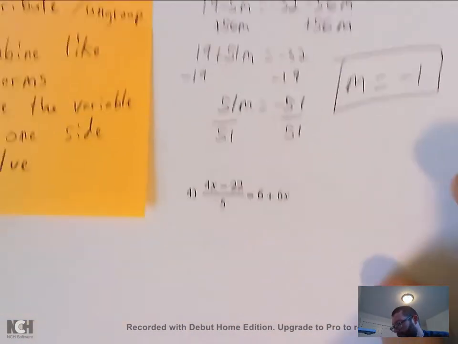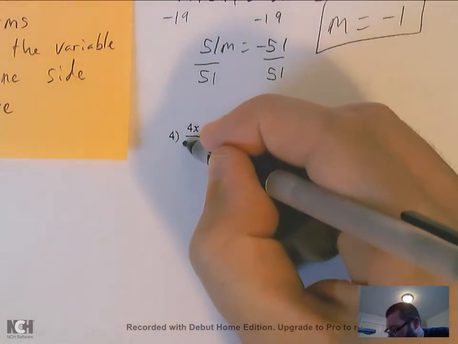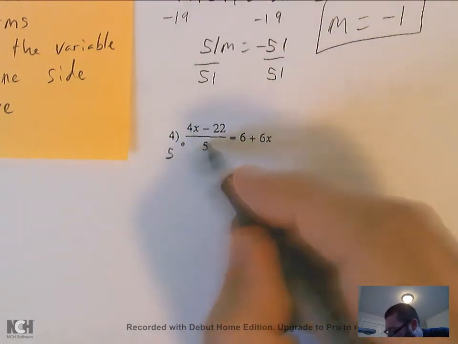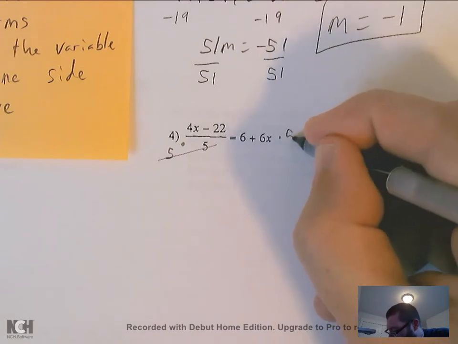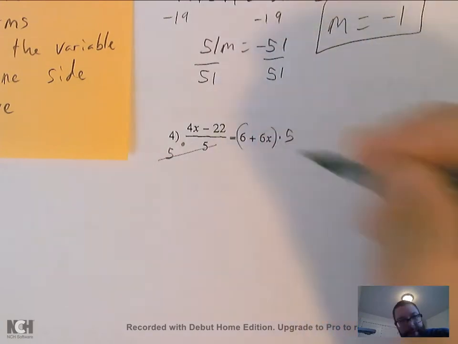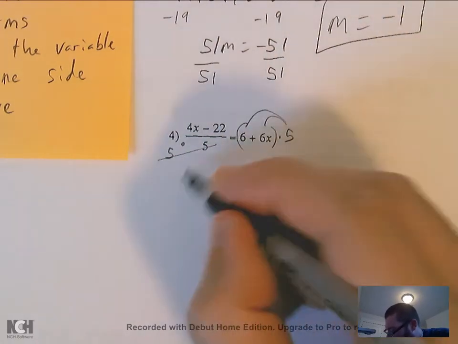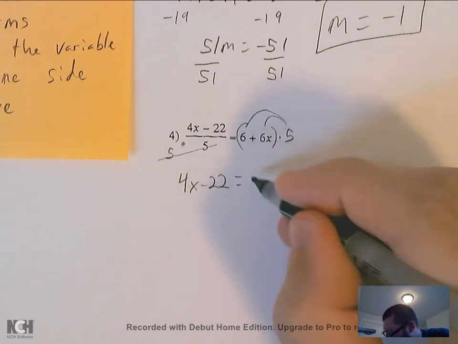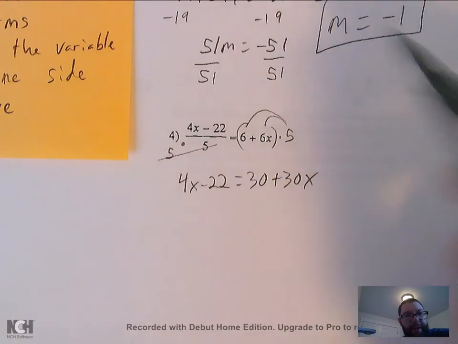So for example, on number 4, I'm not going to do this one all the way because it's pretty similar to the last one, but just to show you again, you multiply by 5 to get rid of this 5 here, right? So that cancels out, but this side, you have to distribute the 5 to both terms. So you'd end up with 4x minus 22 is equal to 30 plus 30x, right?